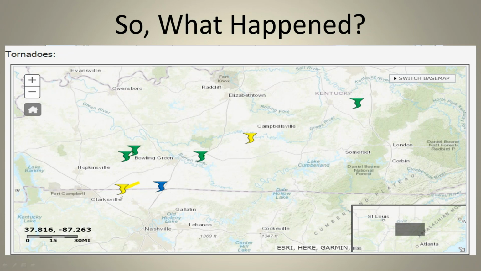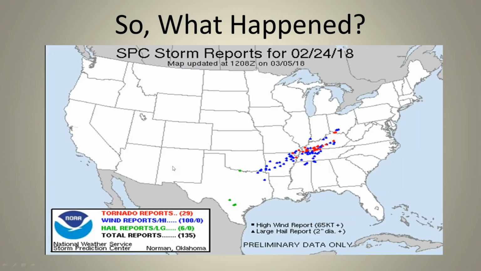So a good answer for mesoscale input was discrete storms were going to develop out ahead of the line with an isolated tornado threat and a considerable wind threat, as evidenced by all the blue wind reports.